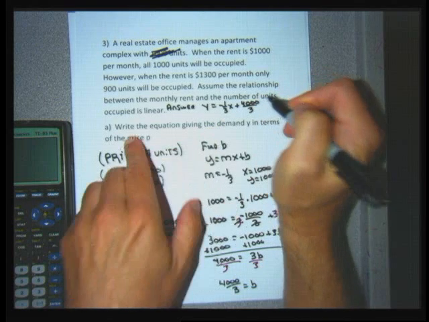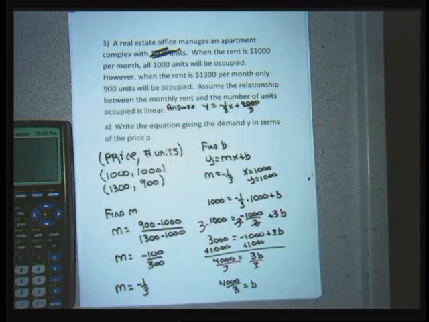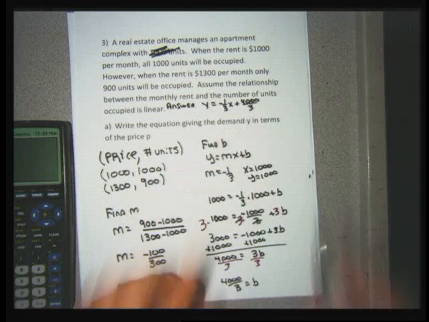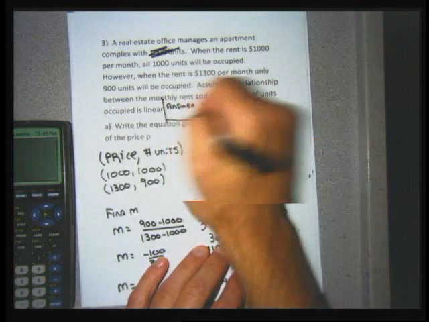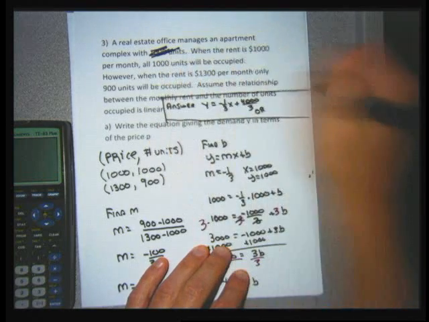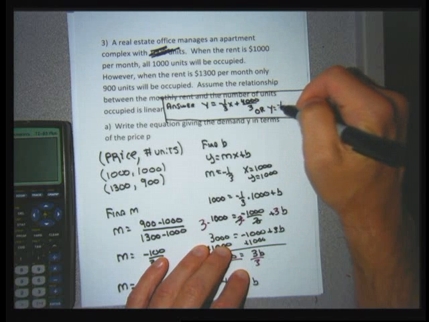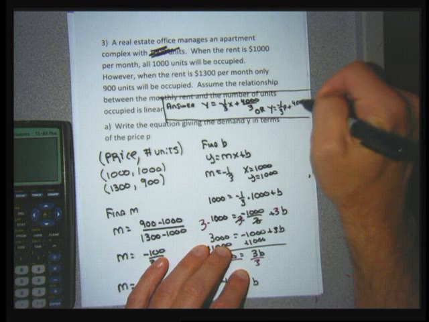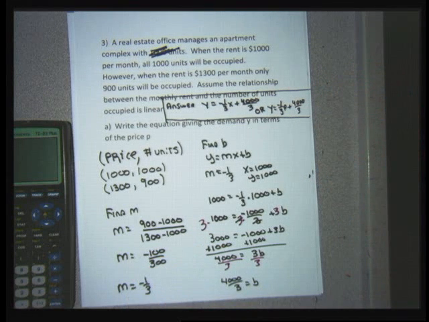I notice in my wording I don't say write function, so that probably means I don't need the function notation. But it does say use p for price. I'm using x for price in this instance. It might be better if for an answer I change that x to a p and write y equals negative 1/3 p plus 4,000 over 3. That would probably be a better final equation. That's the equation that gives the number of units demanded in terms of the price.